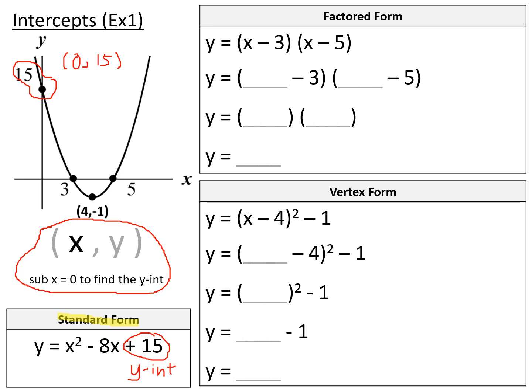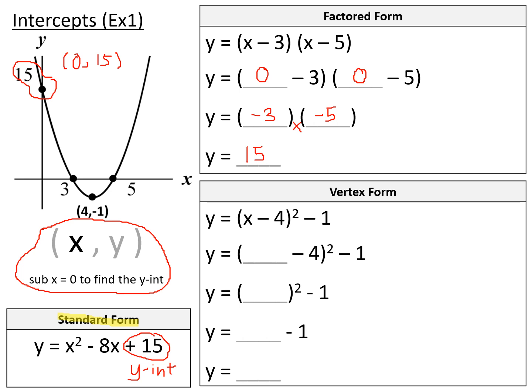So we're going to sub in x as 0 in factored form. 0 minus 3 is negative 3, and 0 minus 5 is negative 5. Since there's a hidden multiplication between these two numbers in brackets, negative 3 multiplied by negative 5 becomes positive 15. And that matches up with our quadratic relation on the left.